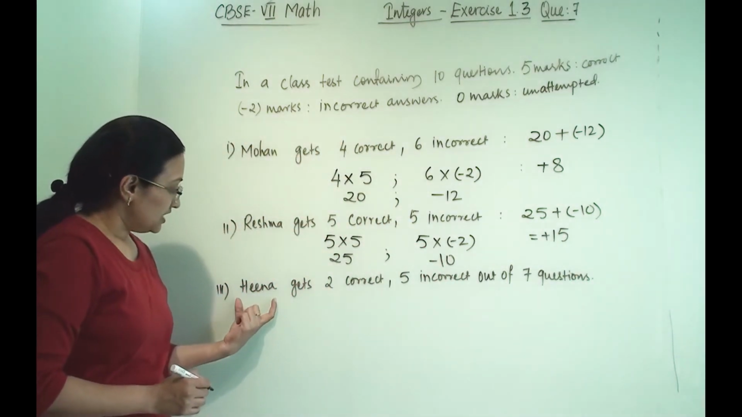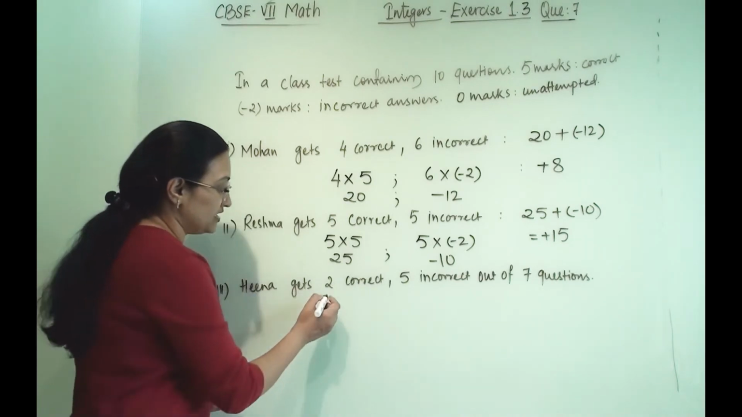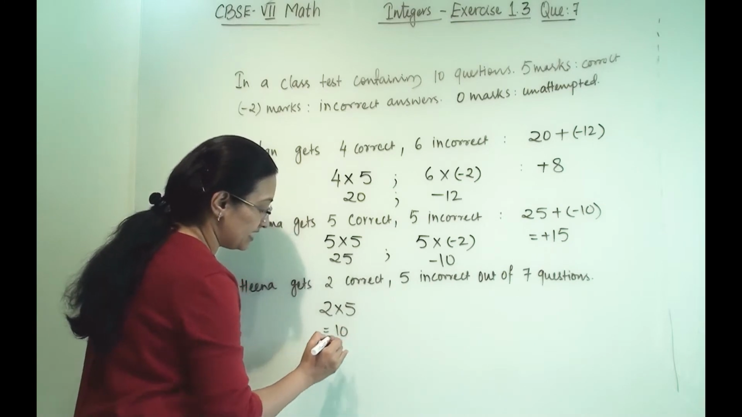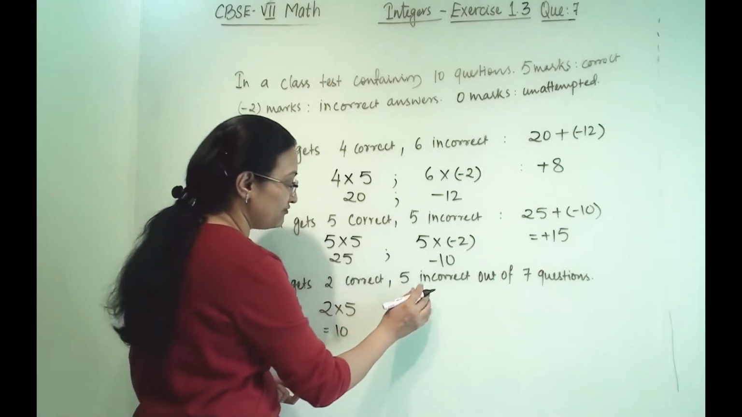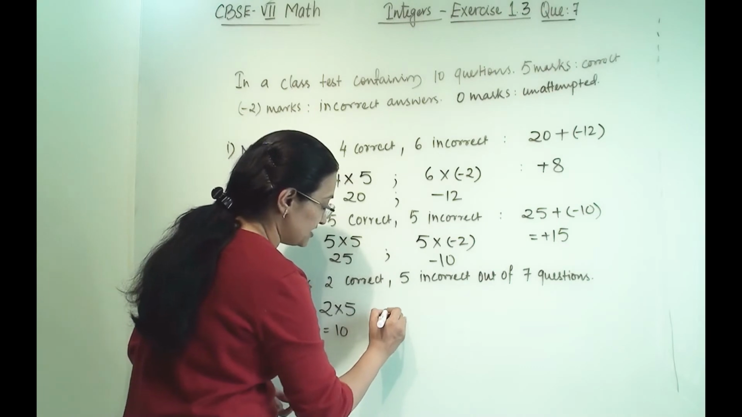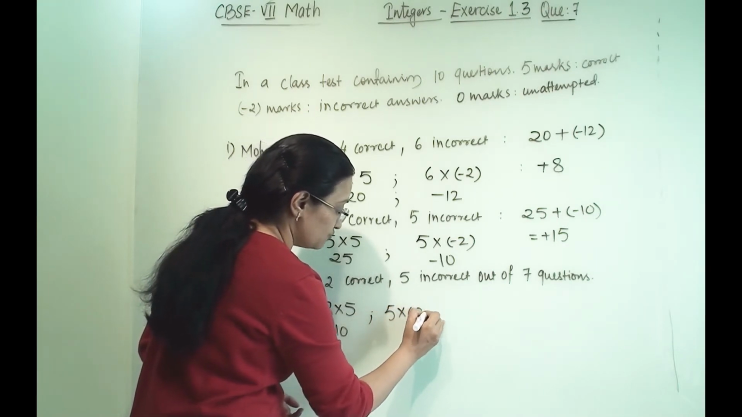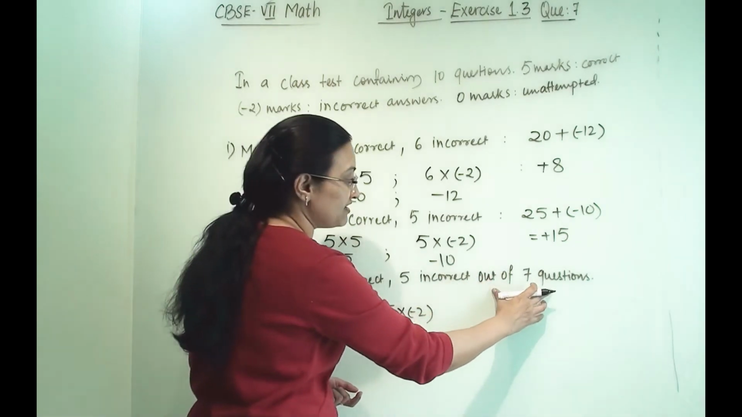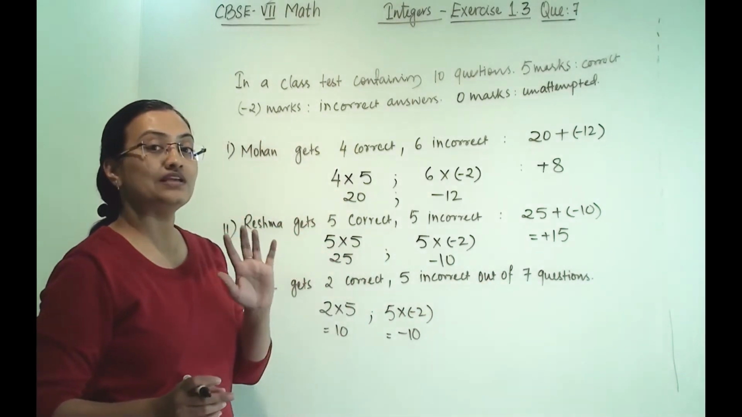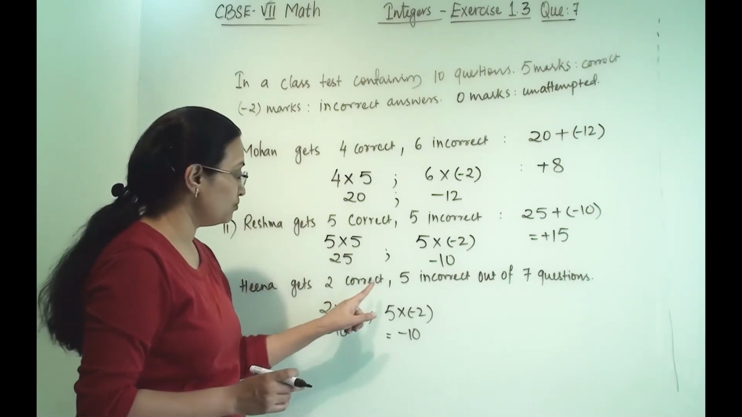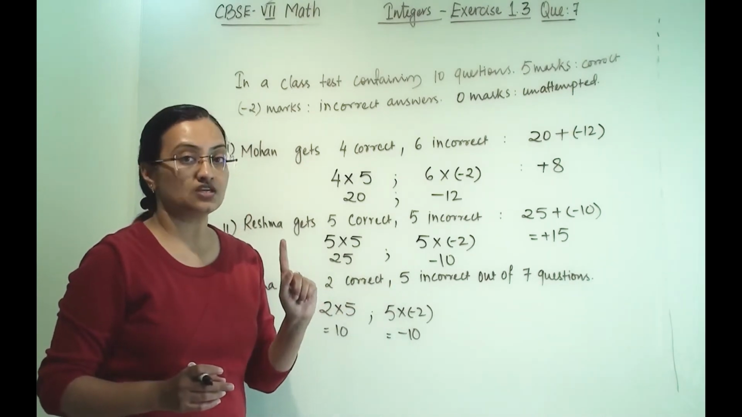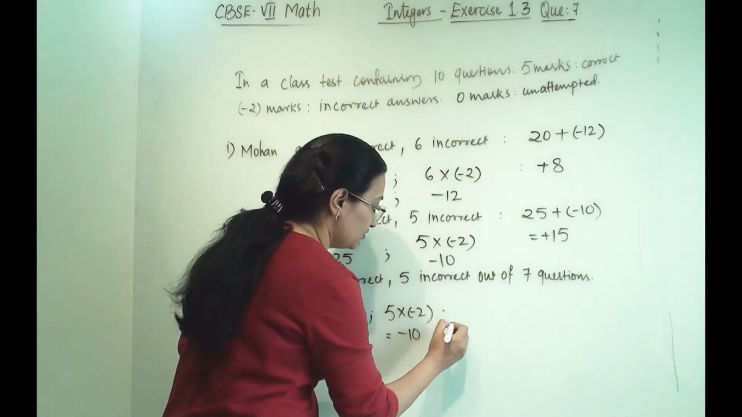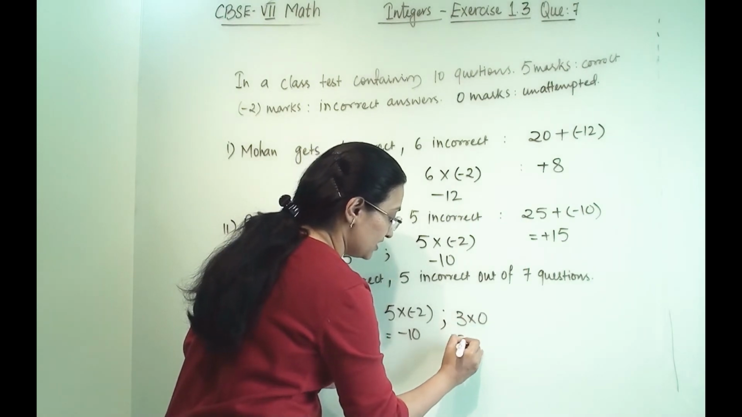Now next one. Hina gets 2 correct. When it is 2 correct, 2 into 5. So we will get here 10 out of her correct answers. Then 5 incorrect. 5 incorrect means 5 into minus 2. So we will get here minus 10. And out of 7 questions, she has attended only 7 questions. If we see 2 plus 5, only 7 questions she has attended and she has not attended the rest 3. So 3 into 0 and we will get here 0.